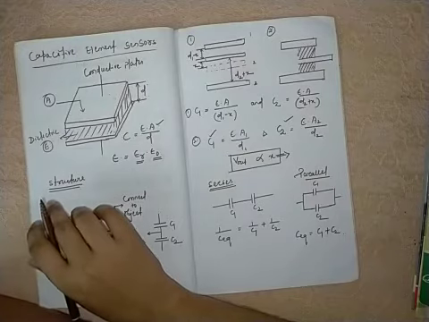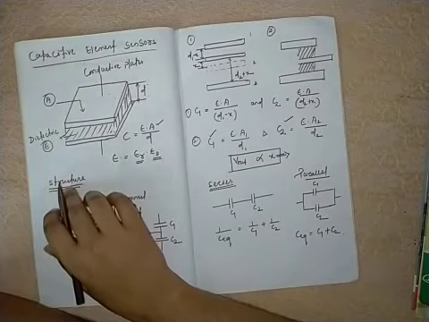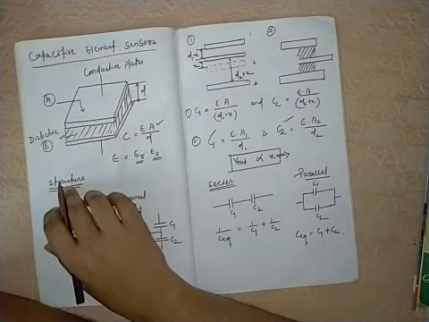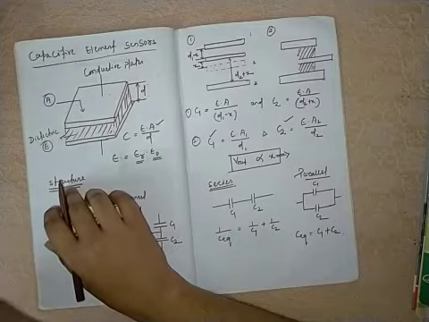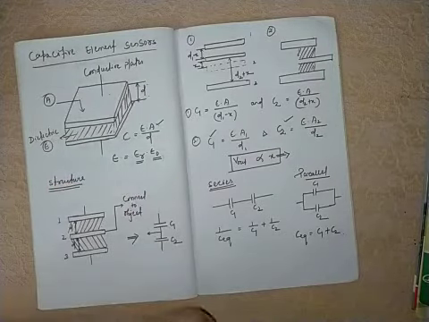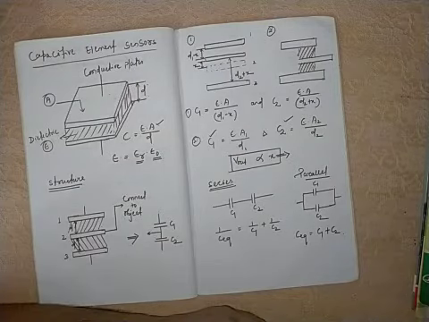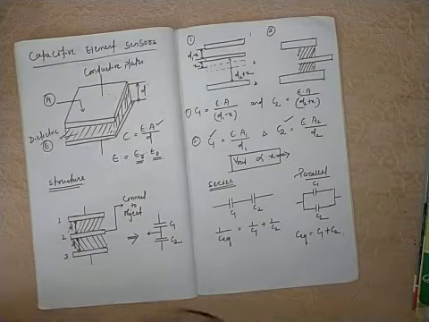After connecting to the Wheatstone bridge, you will ultimately get the output voltage, and that output voltage will be proportional to the displacement. Displacement of what? Displacement of the object that we are interested in finding out. Okay, clear? So this is all about capacitive element based sensors.